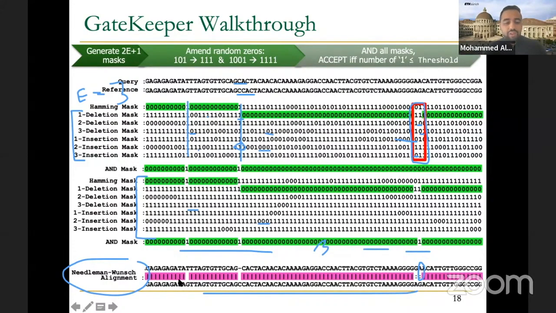But if you look at the final solution by sequence alignment, 1, 2, 3, 4 operations. 4 operations, exceeding the 3, then these two sequences we said are dissimilar. So it will be accepted by our filter, but rejected by the sequence alignment. That's why we call it a false accept or false positive. And this is why we still need the sequence aligner to be there.